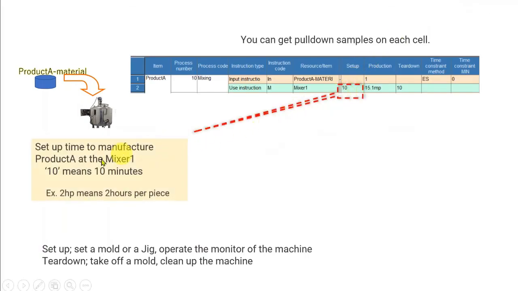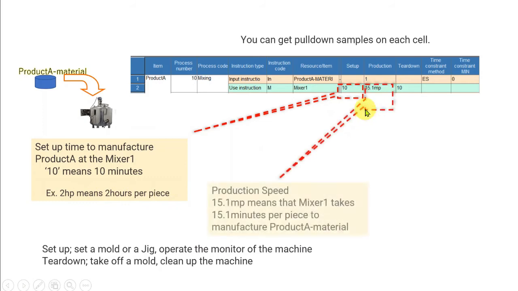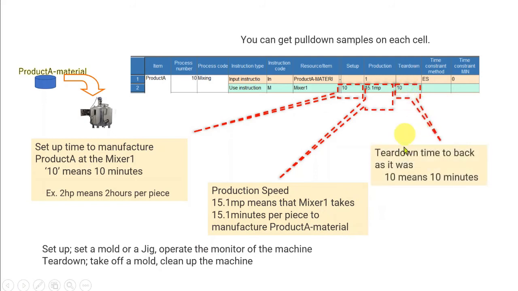This 10 means setup time to manufacture product A at the mixer 1. 10 means 10 minutes. For example, 2 HP means 2 hours per piece. This 15.1 MP means production speed. It means that mixer 1 takes 15.1 minutes per piece to manufacture product A material. This 10 means teardown time to back as it was. 10 means 10 minutes.